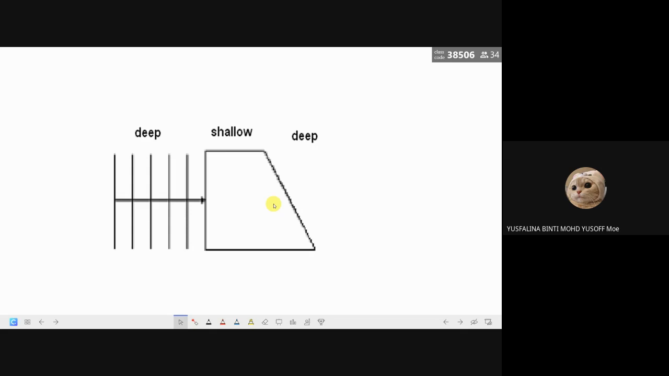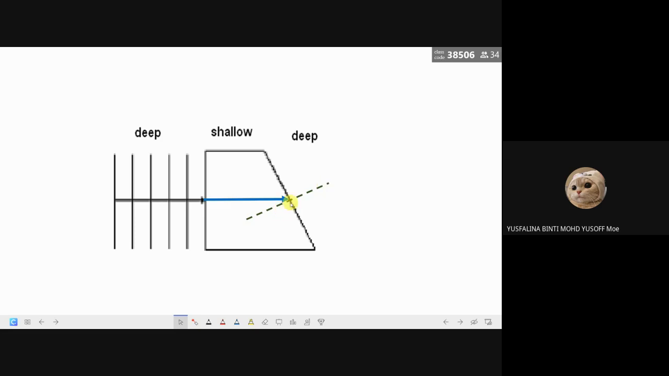So let's see this one. For this one, because this line is only a straight line, you don't need to draw the normal line. Only for this part is there a normal line. The direction of propagation goes straight away because the surface here is like a plane surface. So you just go straight, and then when you come here, you draw the normal line.